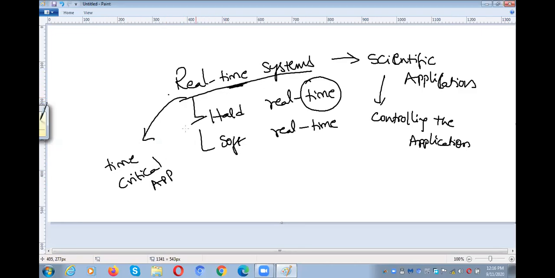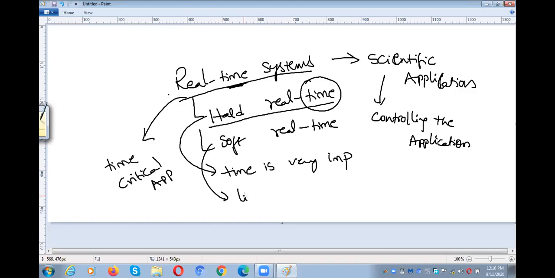So where running the instructions on time is very much important, at that time we go for the hard real-time systems. Where little time changes, very little time changes, are acceptable, for those types of applications we go for the soft real-time. Is it clear for you all?